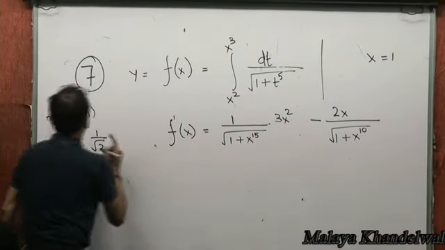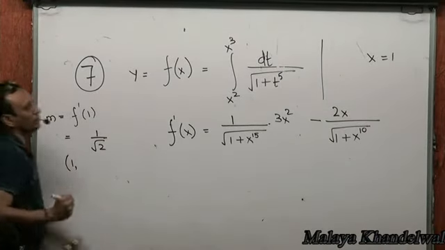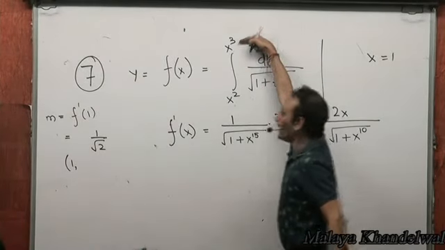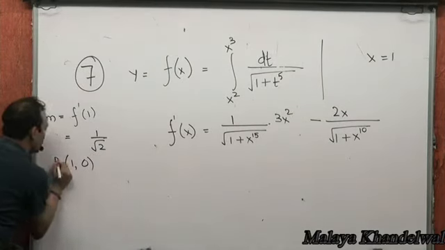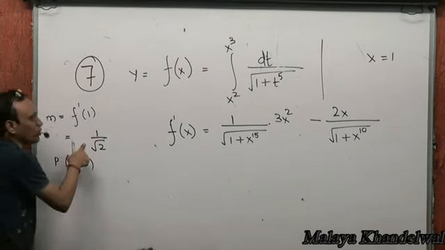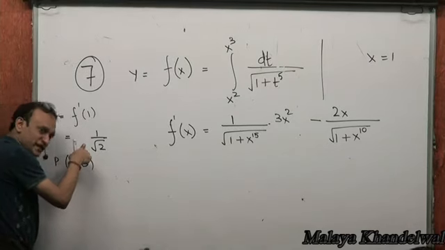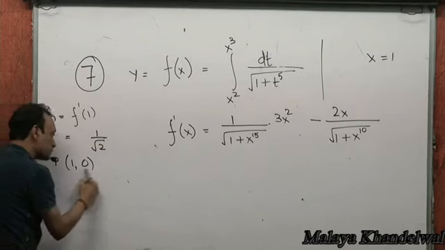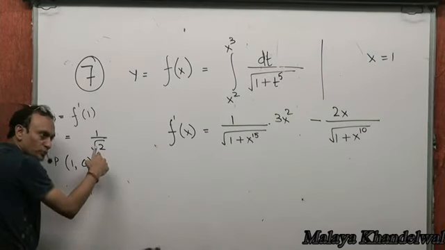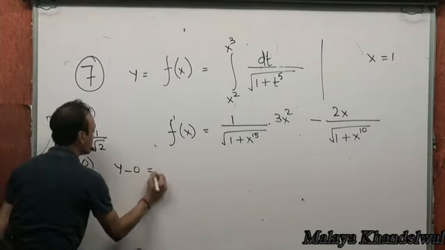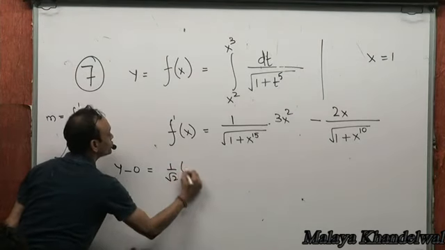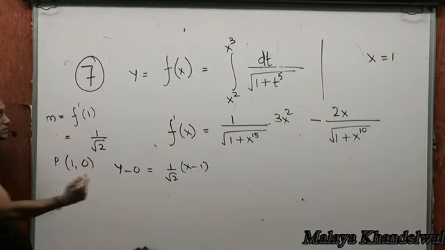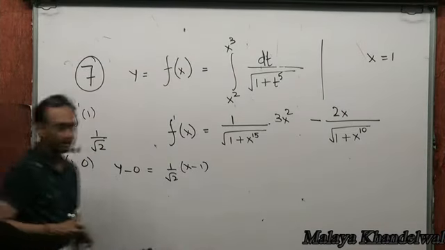Now, when x is 1 on the curve, what is y? 0, because it's log 1. So (1, 0) is the point on this curve, and the slope of the tangent at that point is 1 by root 2. So the equation of the tangent that passes through this point with this slope is y minus 0 equals 1 by root 2 into x minus 1. That's the equation of the tangent at (1, 0). Finished, right?